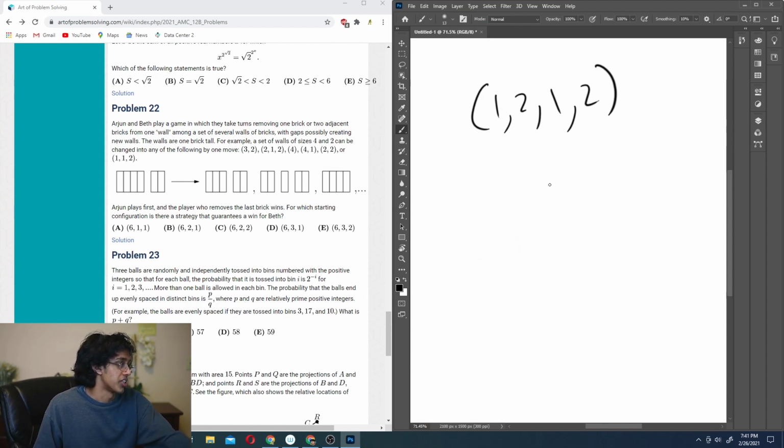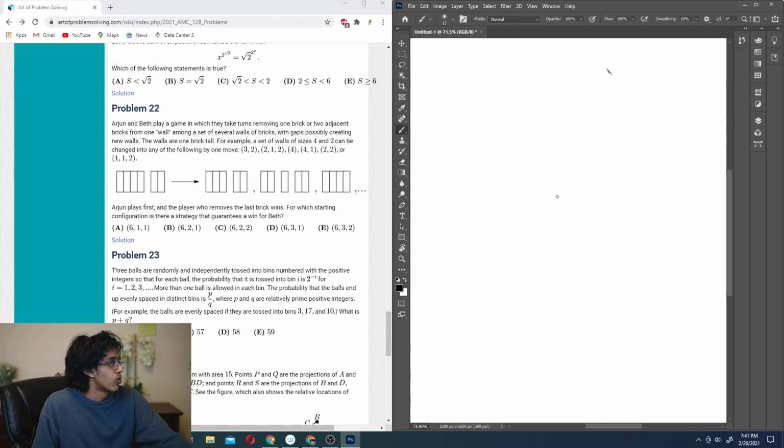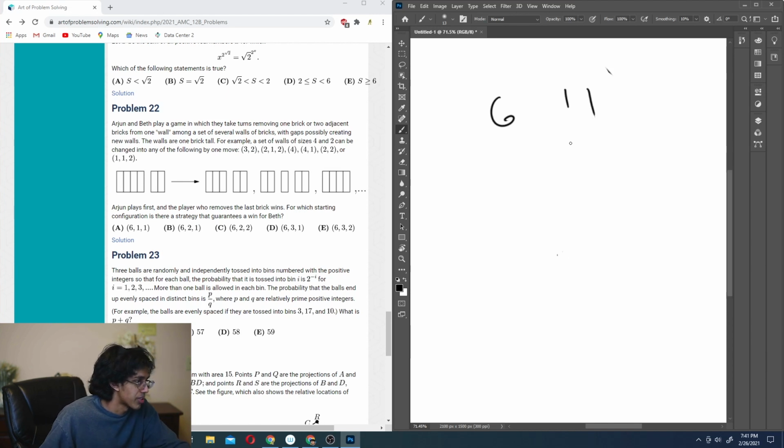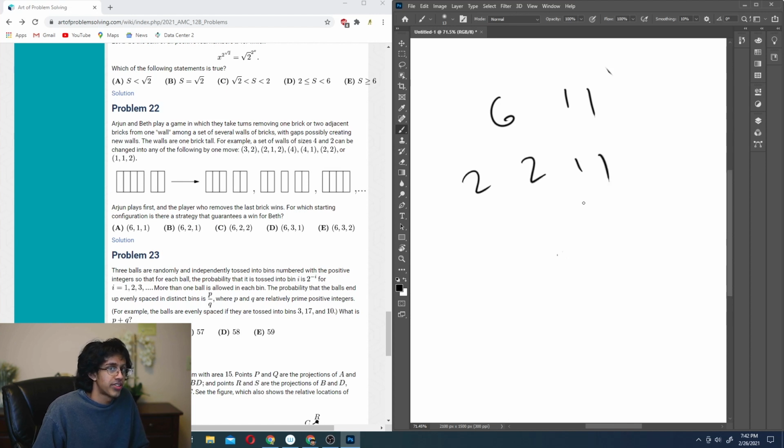So essentially we need a way for Beth to make a win for herself. Arjun's goal in order to win is to make the board symmetric after he's done. So if he takes 2 from the 6 and you're left with 2-2-1-1, then Arjun wins, because he's the second player after he makes the first move. Beth has to take 1, and he could take whatever Beth takes.